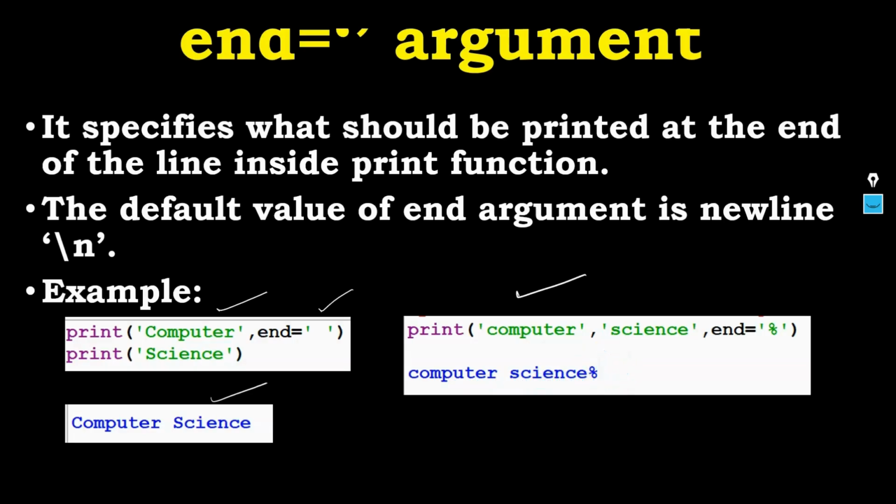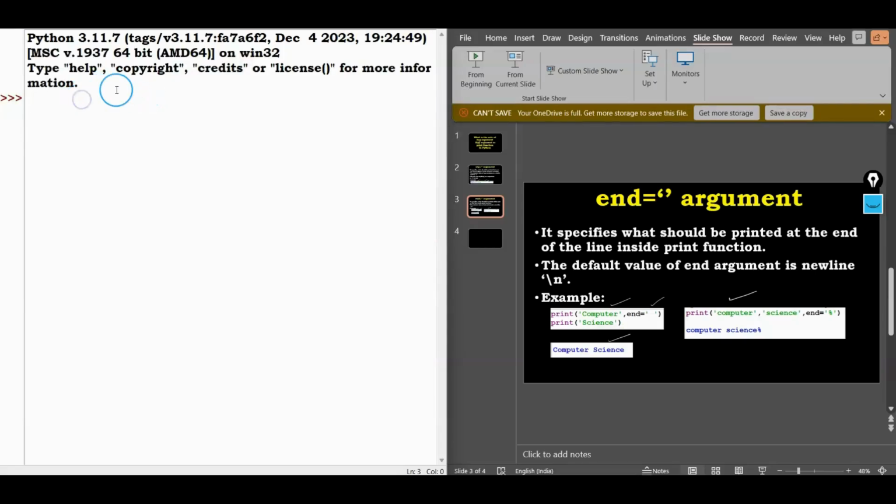Let us work on this in the practical part. Suppose I create a variable s and store the string student. Print s will print student. Suppose I give a comma and end equals to star, that is, the asterisk symbol. What is going to get printed? At the end of student, we have the star symbol.